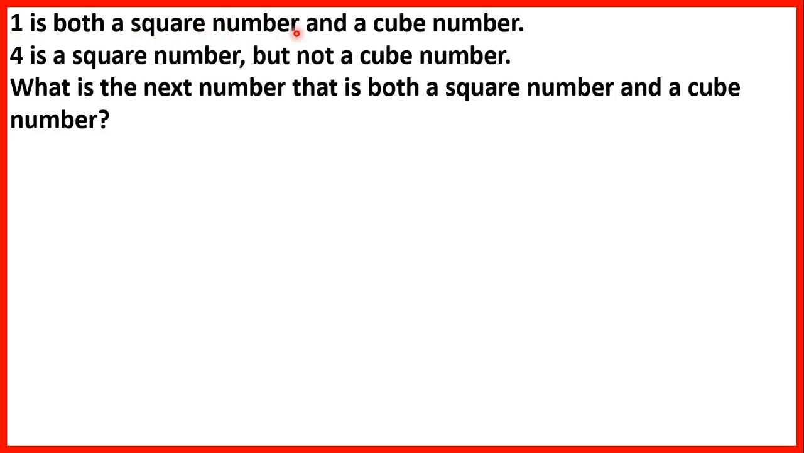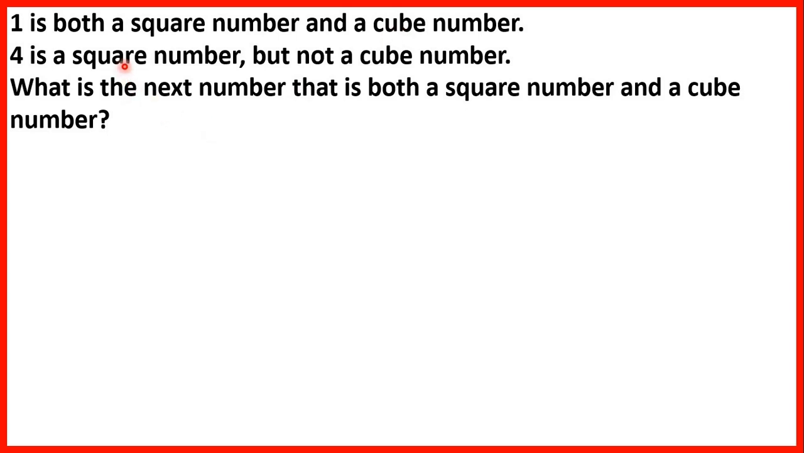1 is both a square number and a cube number. 4 is a square number but not a cube number. What is the next number that is both a square number and a cube number? So we need to remember that a square number is what you get when you multiply a number by itself. So 1 is a square number because 1 times 1 is 1. And a cube number is what you get when you multiply a number by itself, but then multiply it by itself again. So 1 is a cube number because 1 times 1 times 1 is 1.